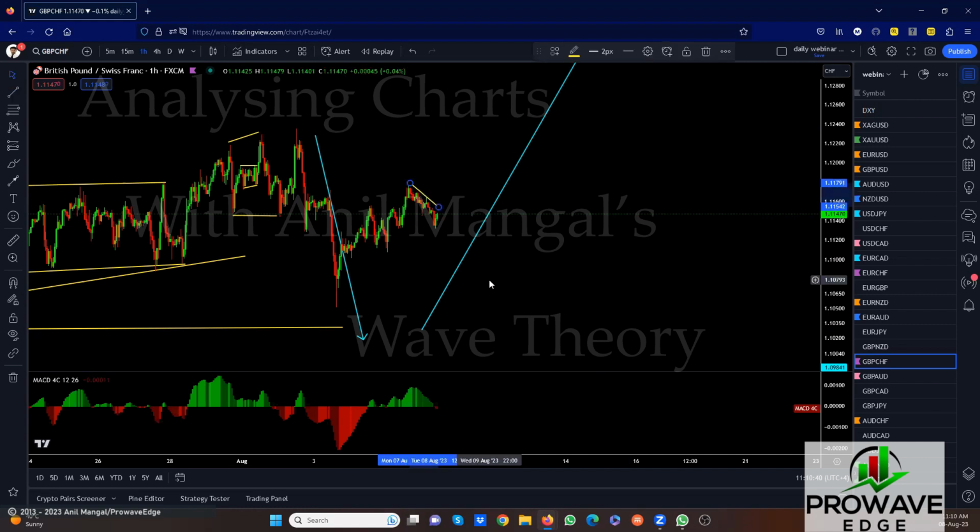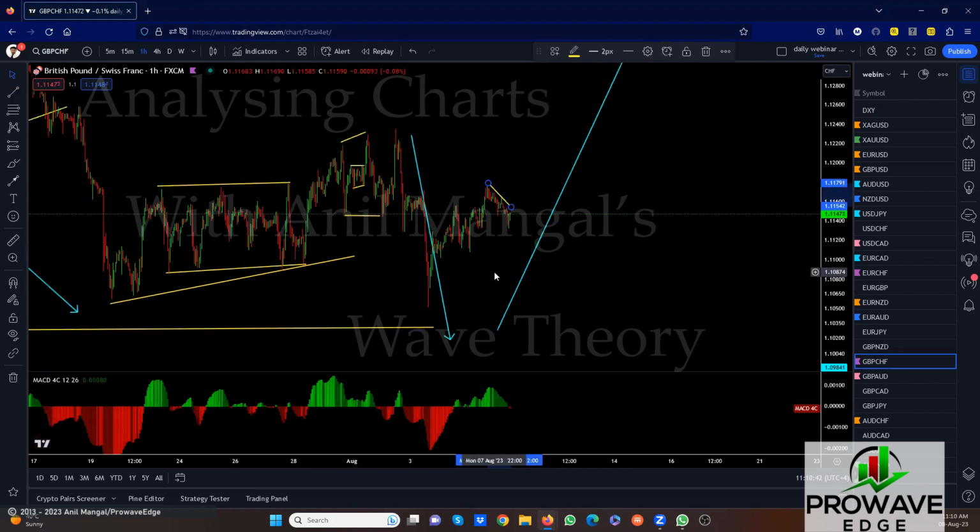Now this looks very much upside. And yeah, if you want, you can put a buy setup, put an entry above the top.